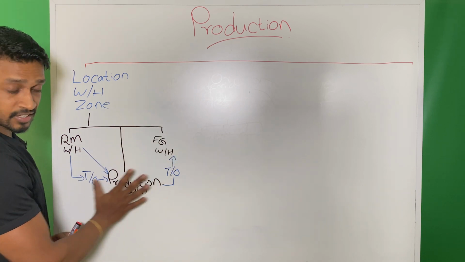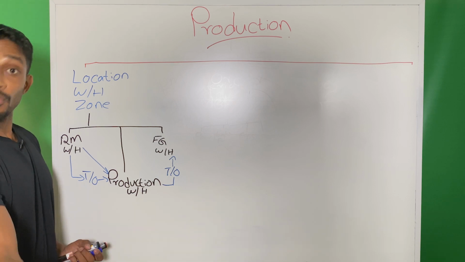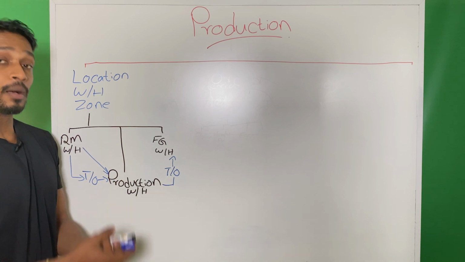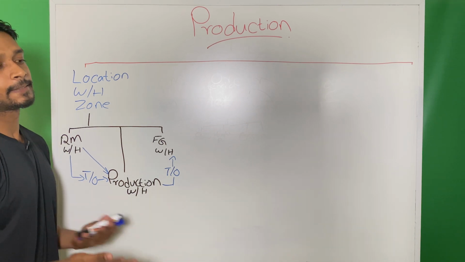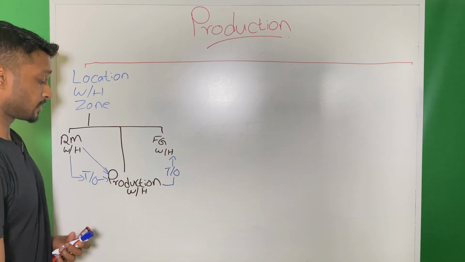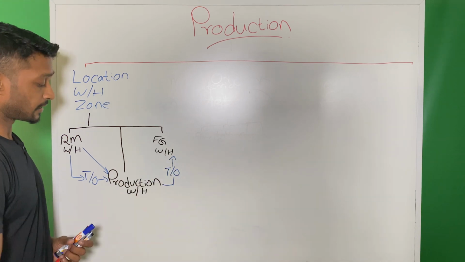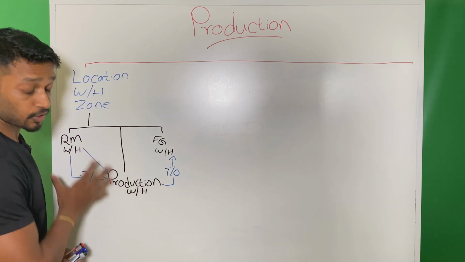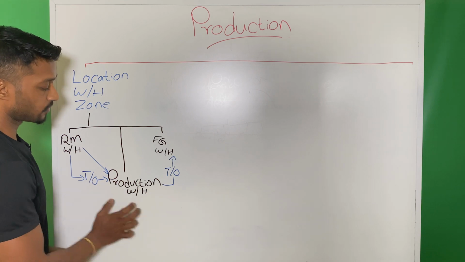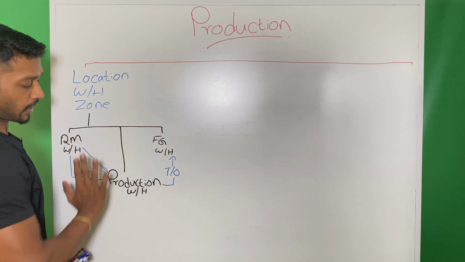Other than these three main warehouses related to the production process, we can have a WIP warehouse for unfinished goods, as well as a separate warehouse for scrap items, which are not used in the production process. But for this explanation, these three warehouses are the most important. Hope you understand the first factor.